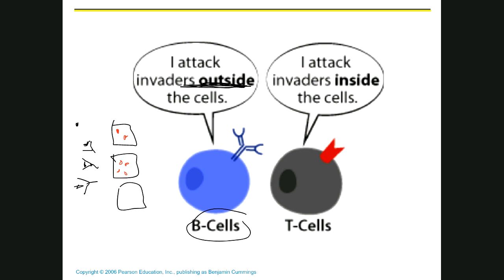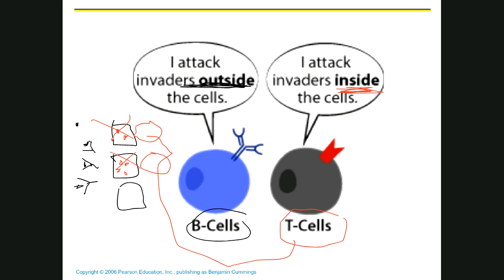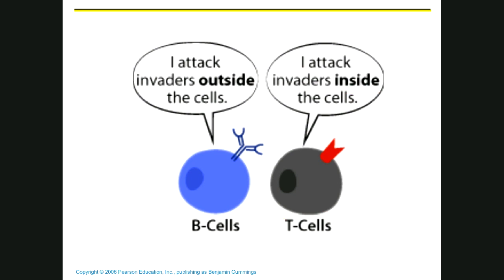And so what's going to happen is T cells are going to come along. They're going to recognize that this cell is infected, and they're going to kill the cell. And so when they kill the cell, they're going to kill antigens inside the cells. So outside the cells, inside the cells.